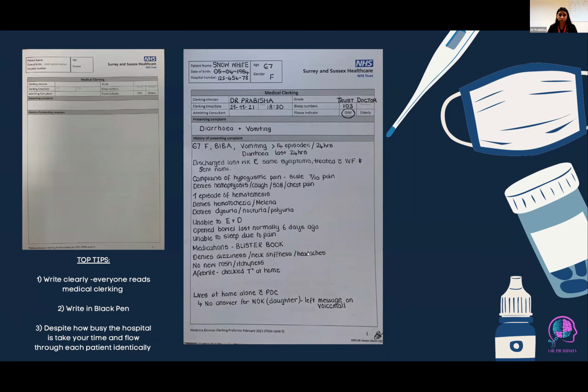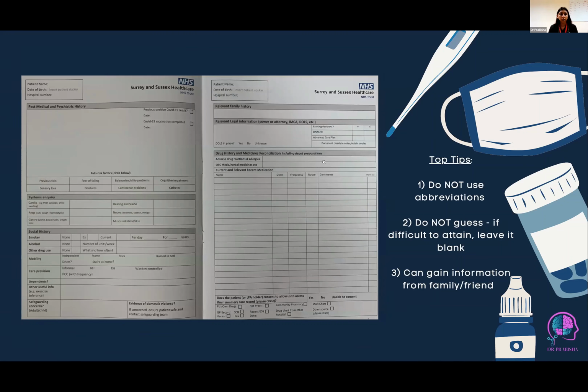So I just completed that. We'll move on, not to spend too much time. So this is the second and third page. This is my favorite page of them all because past medical history is super, super important. It's really good not to use abbreviations. No one really knows what most abbreviations are.